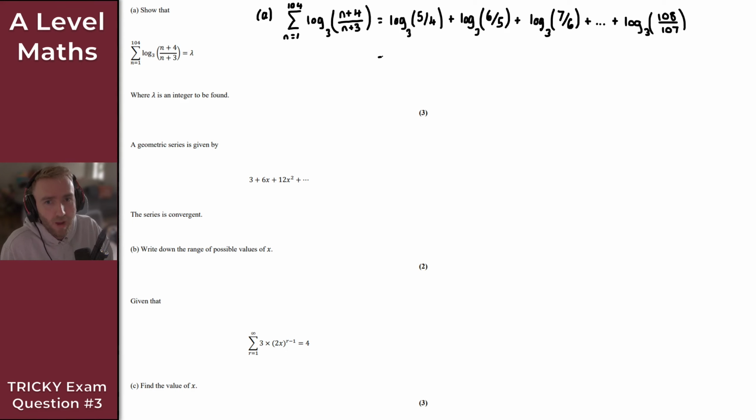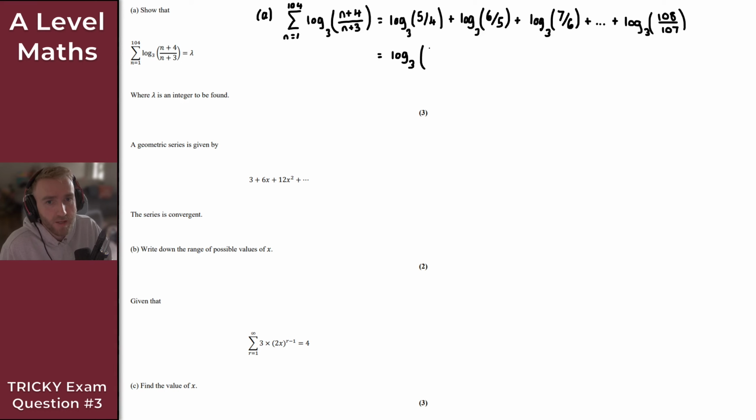Now what I've got here is a summation of logarithms, right, which all have the same base. So you should be aware that one of the properties for logarithms is that we can combine this as a single logarithm, right? So what I get here is log of, and we'll have base 3 here for our logarithm.